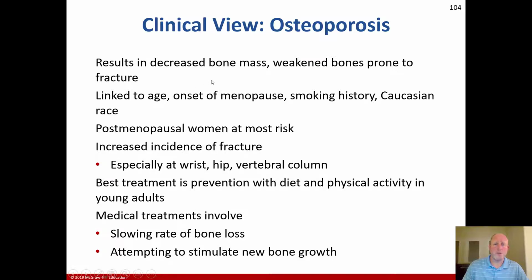Osteoporosis, again, results in decreased bone mass and weakened bones prone to fracture. It's often linked to age, onset of menopause, smoking history, Caucasian race, and, I can't believe the book didn't mention it, I didn't put it on here because the book didn't note it, but exercise. Postmenopausal women are most at risk. Their incidence of fracture is much higher, especially at the wrist, hip, and vertebral column. And the spine, that's a major one.